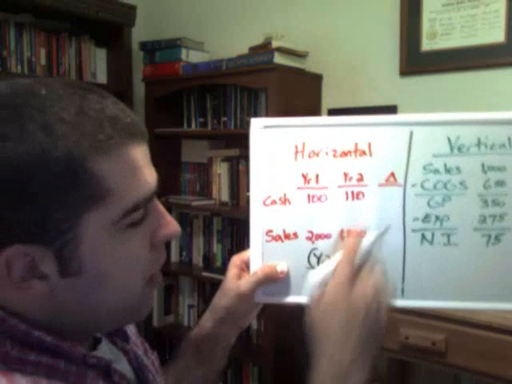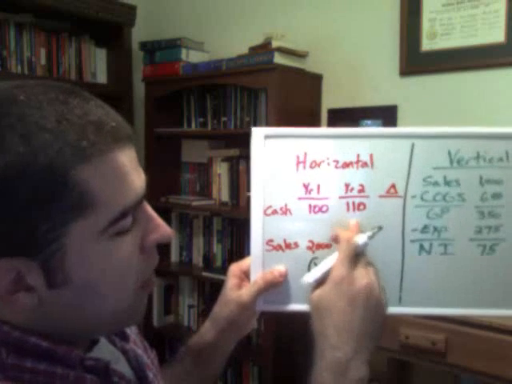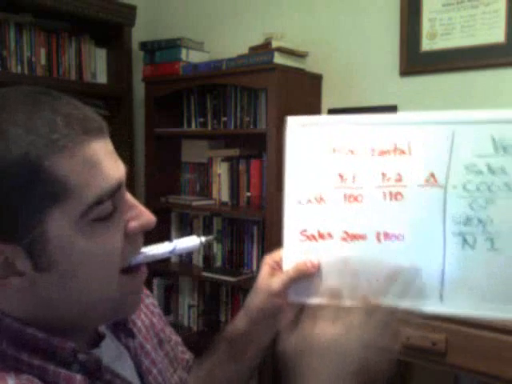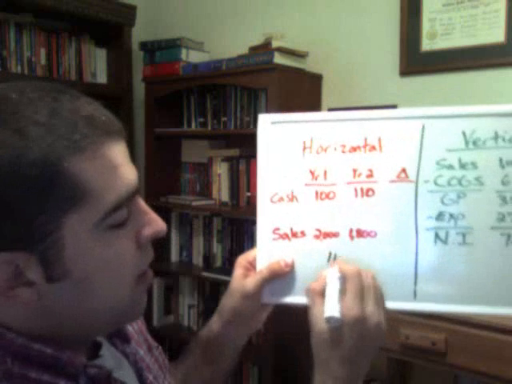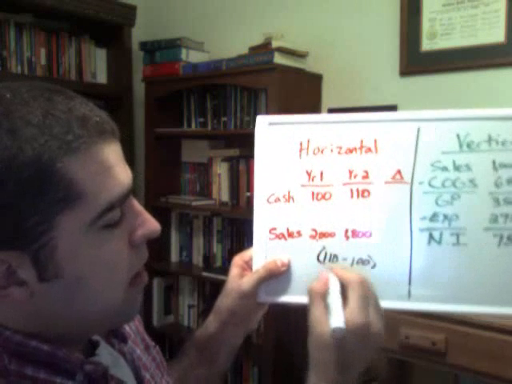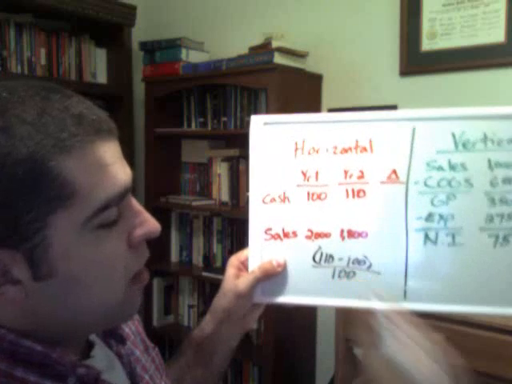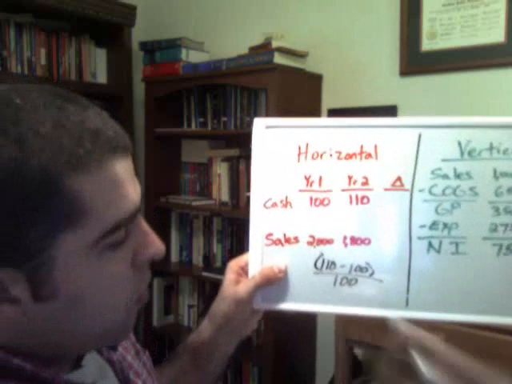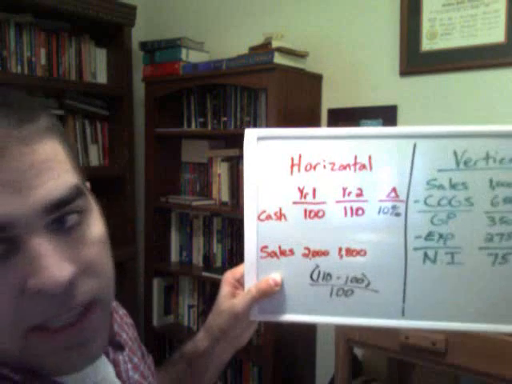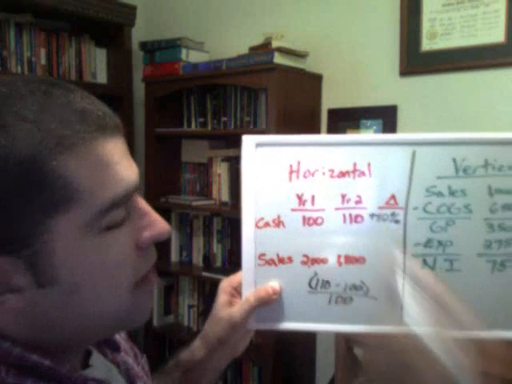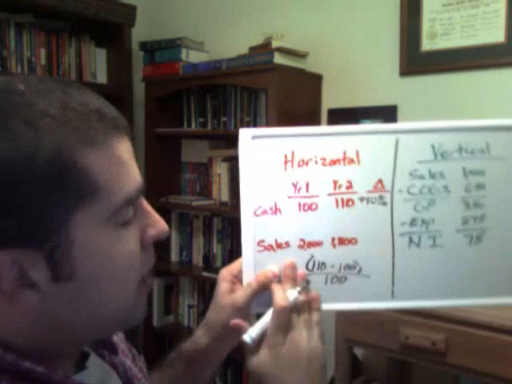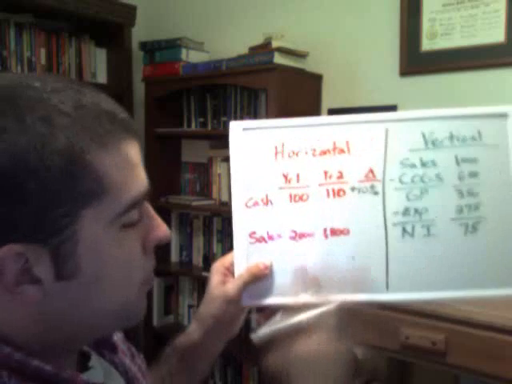Okay, so what do we have going on in this situation up here for cash? Year 2 is 110. Year 1 is 100. And we divide that by the base year of 100. So we have 10 over 100. That's 10%. And we sometimes put a little plus there, saying that it went up 10%. Cash increased by 10%.